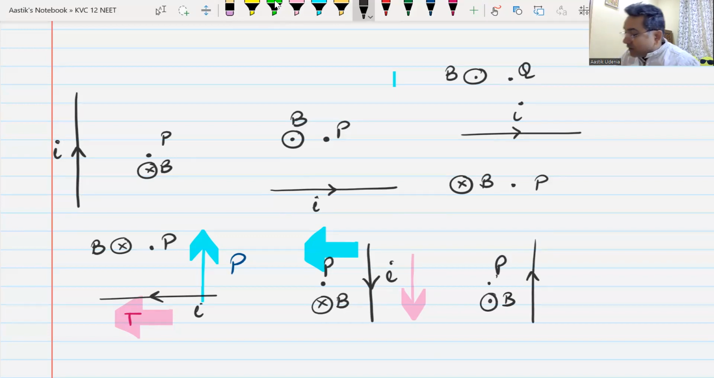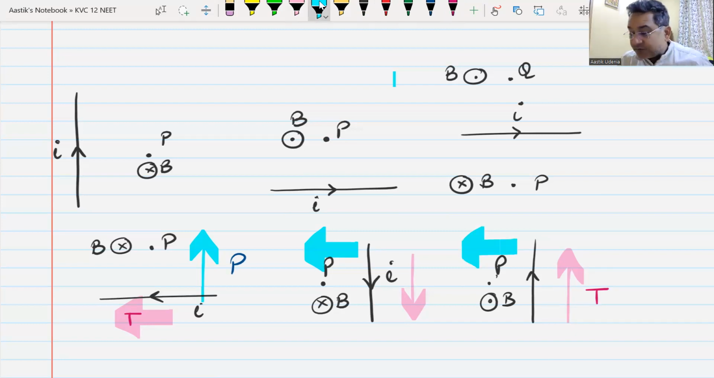So I've given you 1, 2, 3, 4, 5, 6 different cases. I'll give you 5 minutes. Everyone should be able to get all these cases correctly. Once you are done with this, then let me know. Everyone understands how to do this?